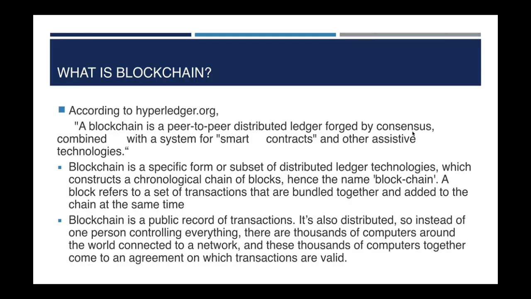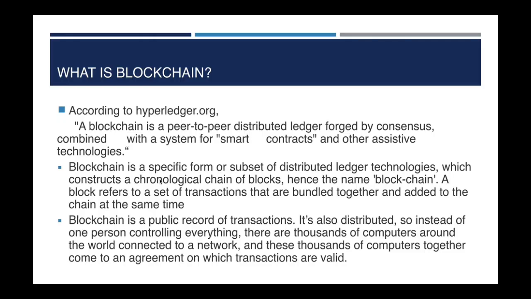And what do you mean by consensus? What transactional data has to be stored on the distributed ledger is decided by a process, and that process is called consensus. Now, what do you mean by smart contracts? Smart contracts are programs that we place on the network, and when certain conditions are met, smart contracts will get executed on their own. We will learn more about smart contracts moving forward in this session. Next, we are also stating other assistive technologies. So what are the other assistive technologies? They are digital signature, hashing algorithm, peer-to-peer networking, etc.